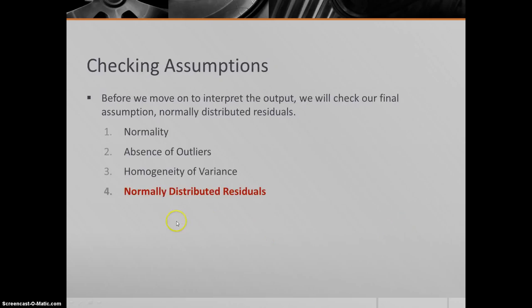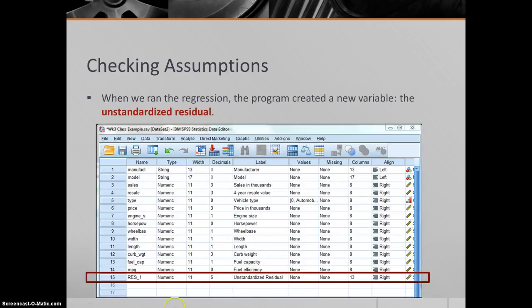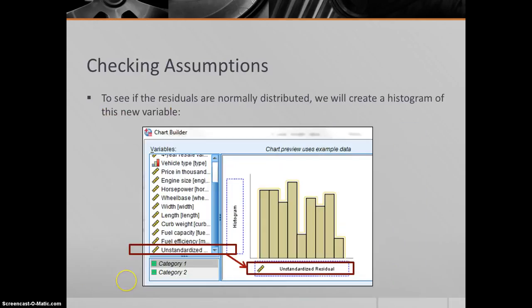Okay, so the last assumption was normally distributed residuals. So we'll go back and check that assumption before we go forward and interpret the rest of the results. So here's the new variable it created. This is in variable view, and here's all the different variables, all the different things to do with the car: miles per gallon, how long the car is, and how much it costs. And then here it's res_1, which is under standardized residual. You can change the name of this if you want to, to keep track of it later. I don't know if you really need to, but you can.